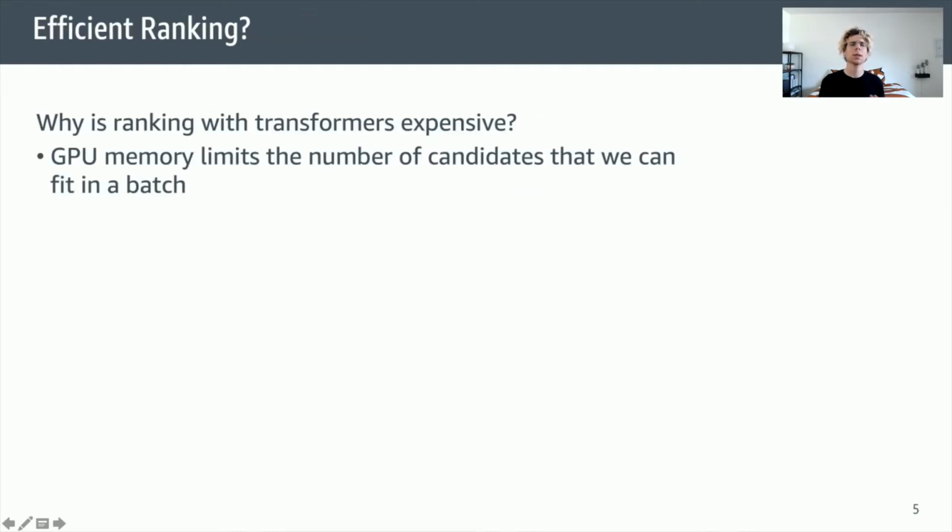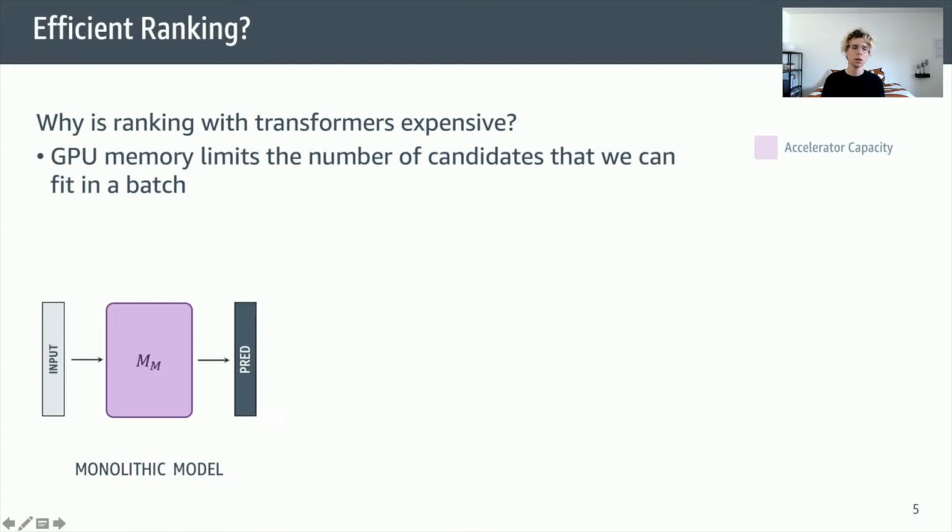So why are transformers expensive for ranking problems? Well, as I mentioned before, transformer models are complex and have high memory requirements, which limits the batch size, the number of candidates we can pass at each time to the transformer. This is not a problem if we only have few candidates, but if we have hundreds or thousands of candidates, then we have to split these candidate sets in smaller batches that we can pass one at a time in the model, which is slow.